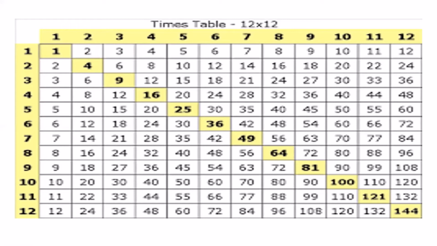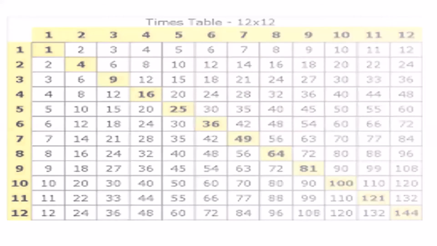Now, I'm looking for another ordered pair that could give me 12. I see that 4 times 3 will give me 12. I also see that 2 times 6 and 6 times 2 will give me 12. So you see how you can find your factor pairs by looking at a multiplication chart or a multiplication table. Let's move on.